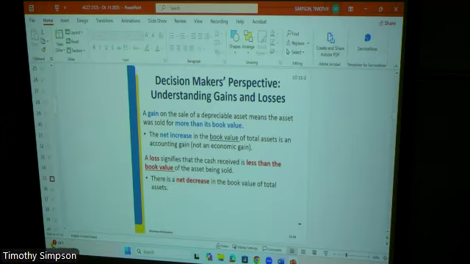Okay. So a gain on the sale is going to be simply the asset is sold for more than its book value, and the net increase is simply the book value. And it's not necessarily an economic gain.